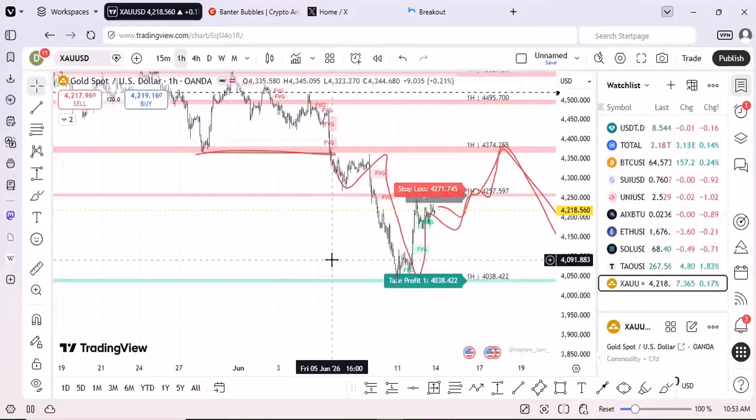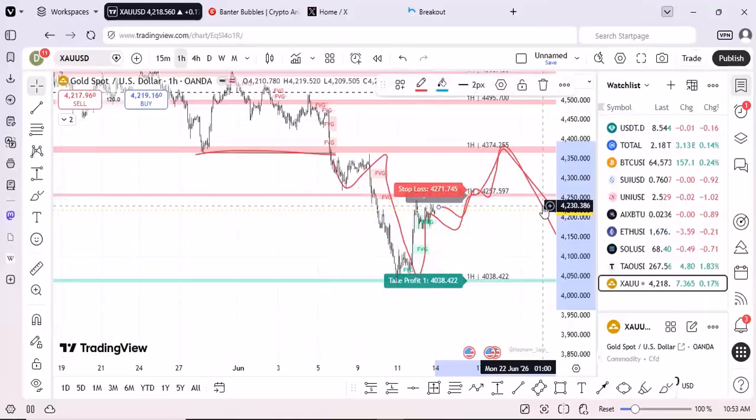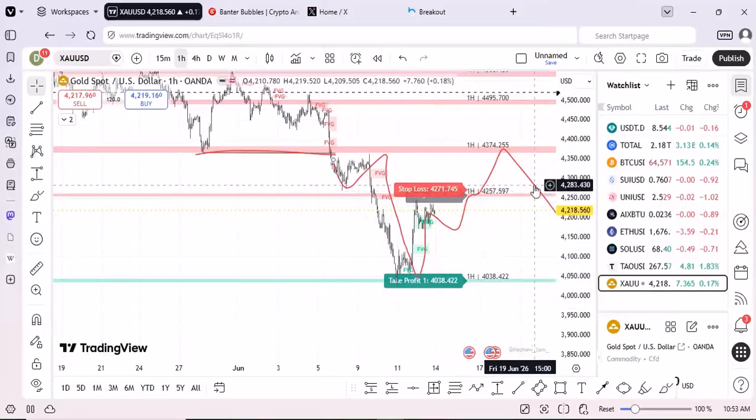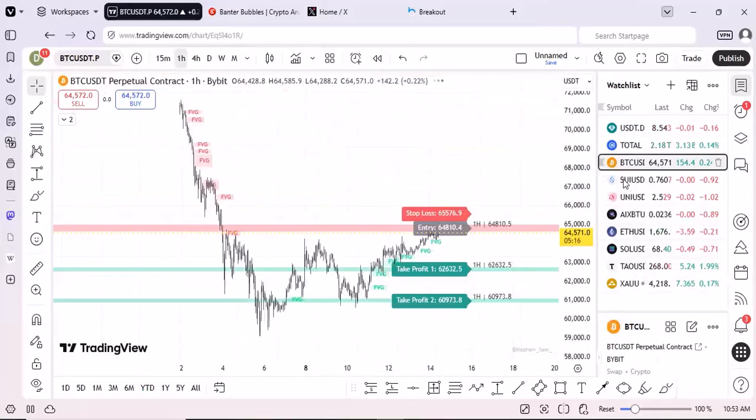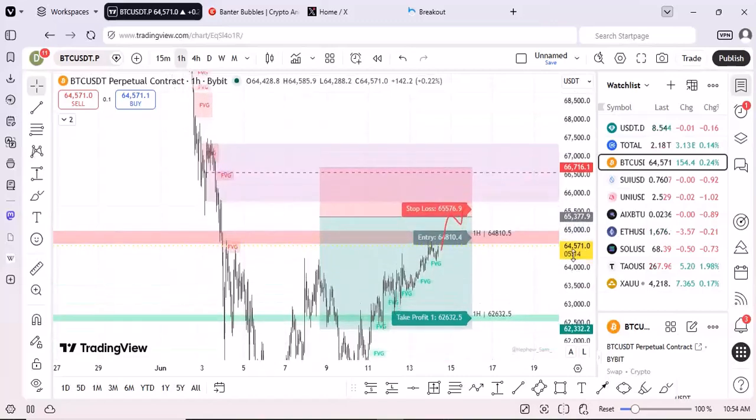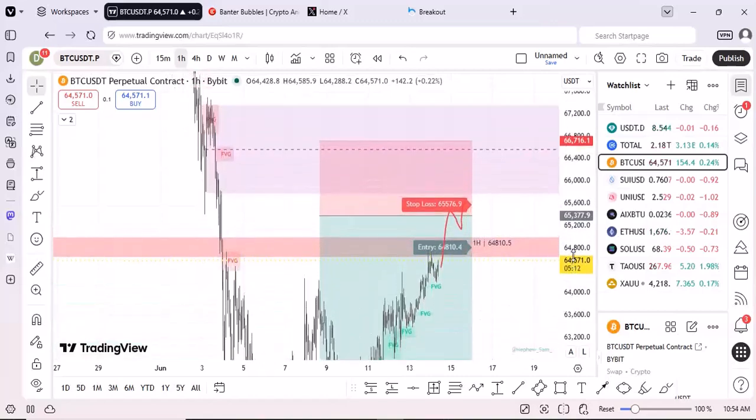So everything is correlating, both BTC and gold. We're all going to be looking for shorts. But before that short comes, there might be a little pump in the market. You don't want to long that pump because it's a short-term pump, and ultimately the market is going to dump.